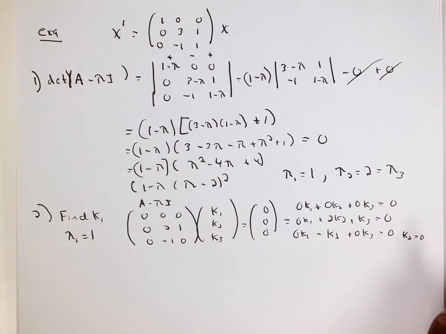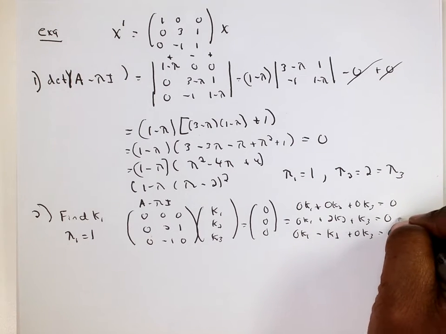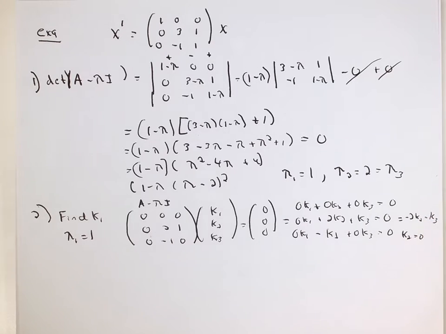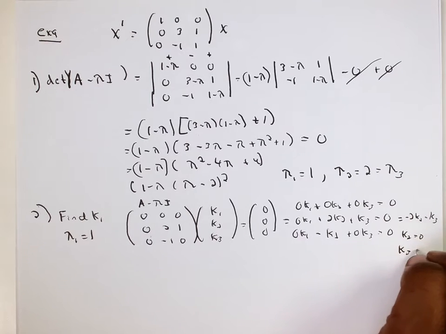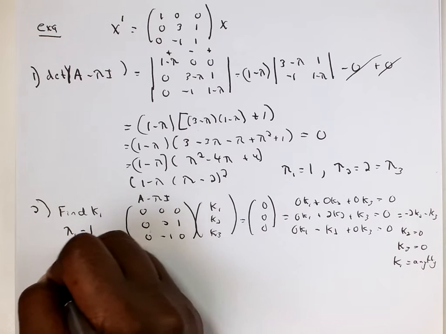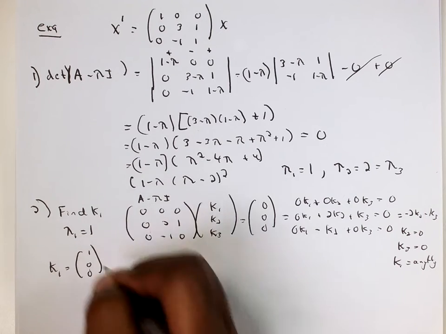The first row, again, it's infinite solutions, and the second row, I get 2k2 is equal to k3. So therefore, k3 is equal to 0, because k2 is 0. So K2 is 0, K3 is 0, K1 is anything. And again, because we want to pick things that are just nice to deal with, we're going to make K1 equal to 1. So K is going to be 1, 0, 0.